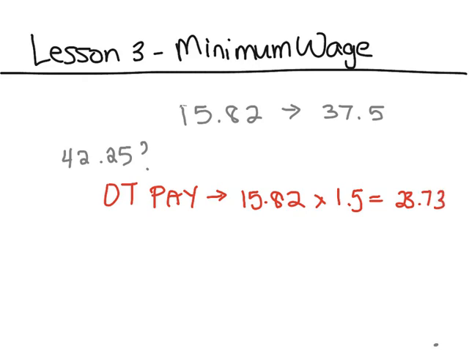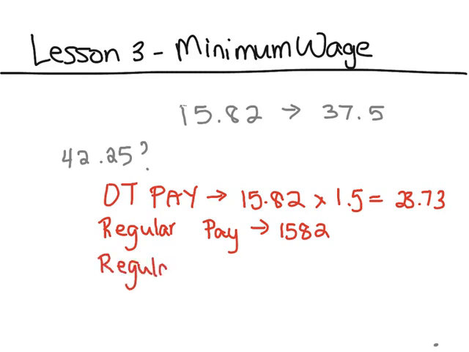Next, we're going to find his regular hours. Let's say his regular pay first. So his regular pay is $15.82. Now we're going to do regular hours. So he gets paid regular for 37.5.